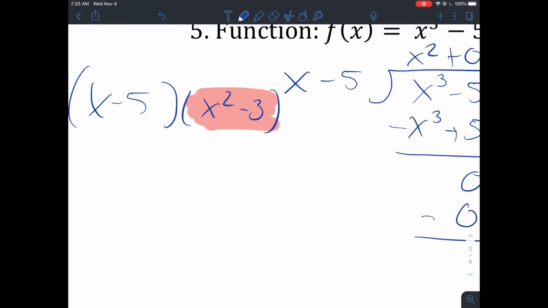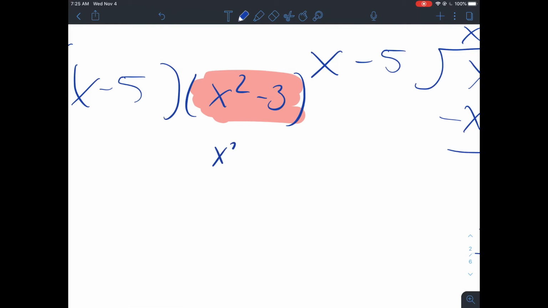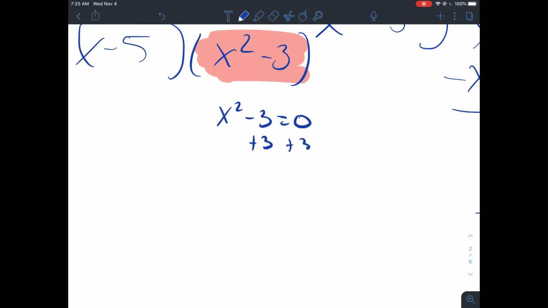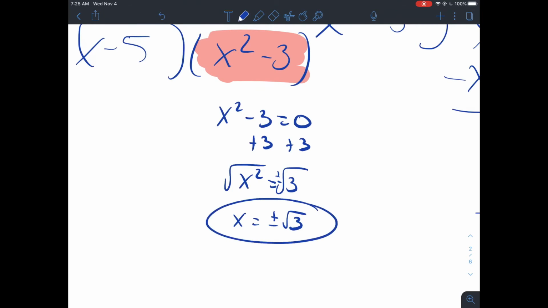One way is to use quadratic formula, right? You'd have that a equals 1, b equals 0, and c equals -3. You could use quadratic formula, but personally I would go ahead and set this factor equal to 0. So you get x squared minus 3 equals 0, plus 3, x squared equals 3, x equals plus or minus root 3.